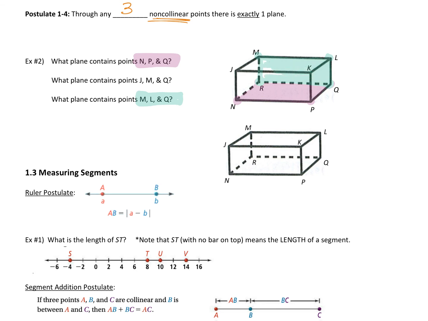Do you guys know what the dotted lines mean? Dotted lines aren't visible, right? They're the ones in back. They're the hidden part of the figure, okay? Okay, so then this last one is a little bit funky because it's not the plane that you're looking at.